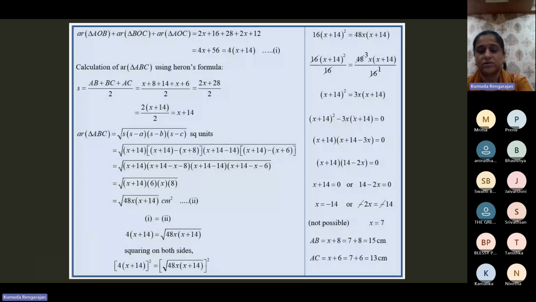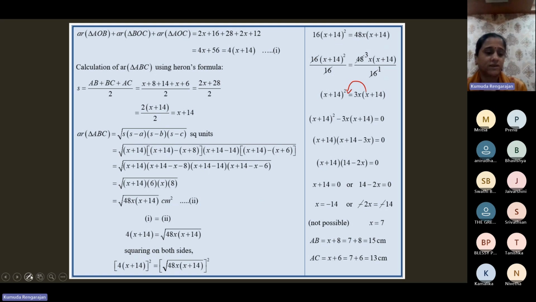So that's the difference. I have not divided by x plus 14 on both the sides, because I want to see both the values of x. So I divide by 16 on both the sides. Dividing by 16 on both the sides, you can see 16 cancels, and 16 ones are 16, 16 threes are 48. So we have x plus 14, the whole square, is equal to 3x into x plus 14. Now I have all the expressions on the same side, so I've transposed.